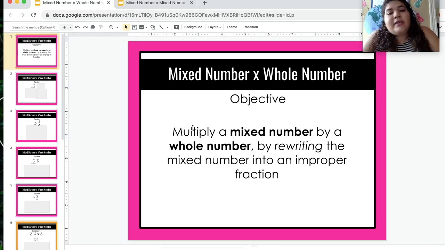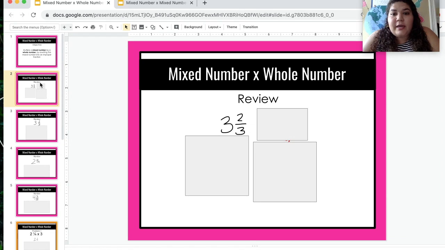Today's objective is to multiply a mixed number by a whole number by rewriting the mixed number into an improper fraction. Okay, so first let's review how to make a mixed number into an improper fraction. So if you were given the number 3 and 2/3, right?